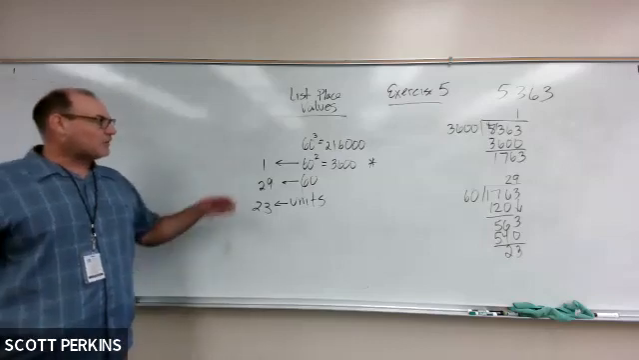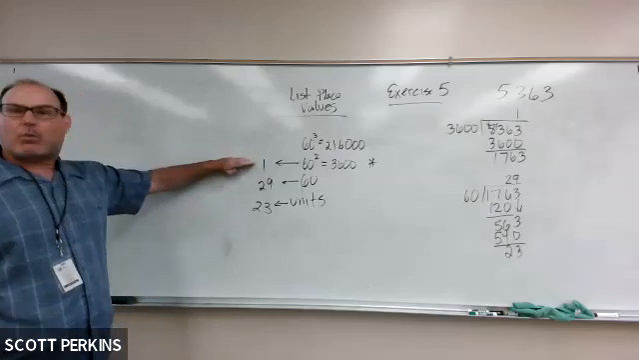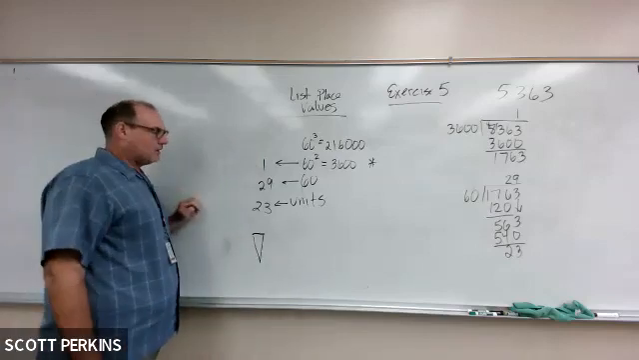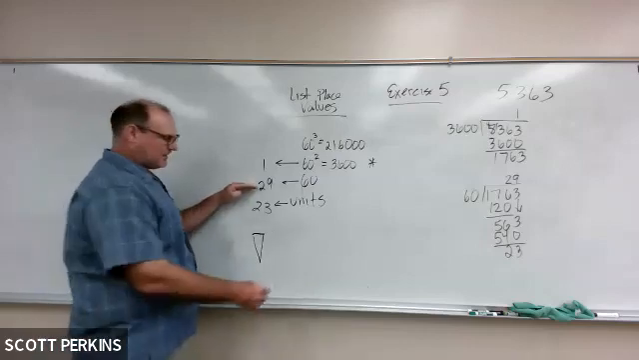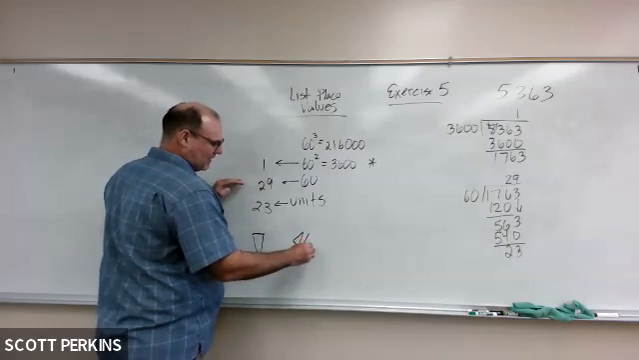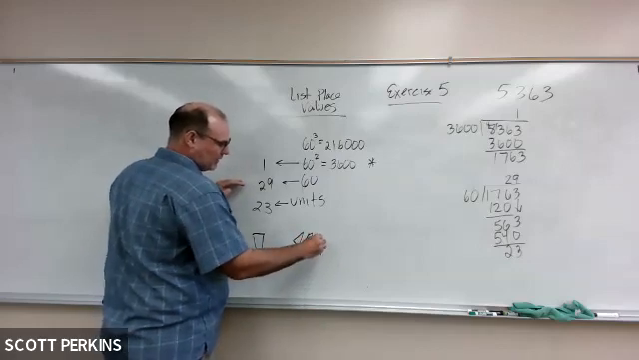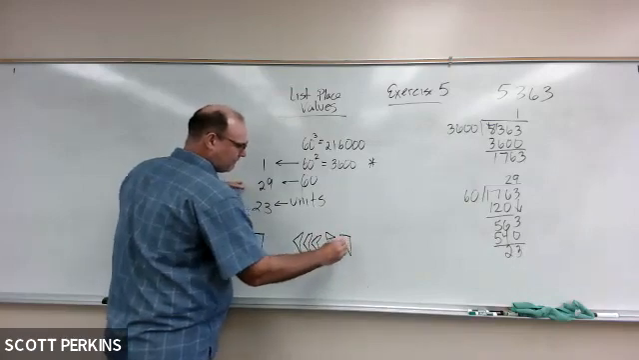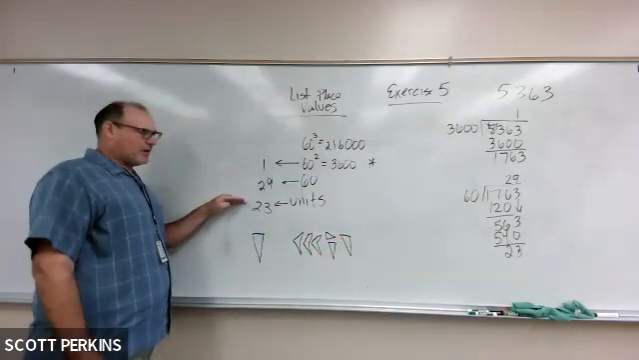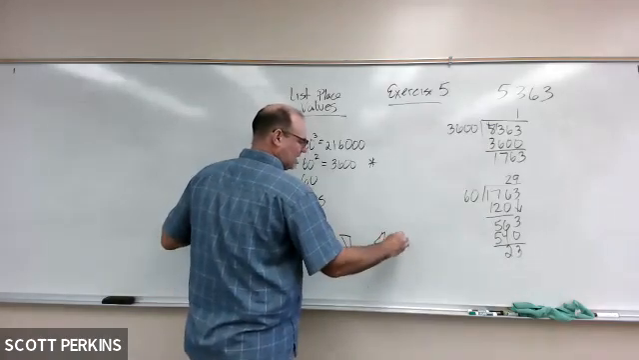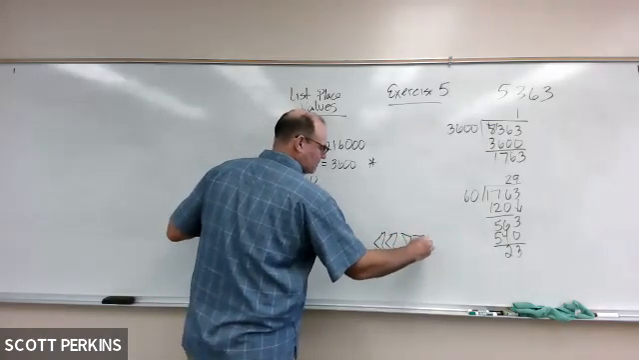So I'm just going to start with my largest. Hey, I've got one group of 60 squared. So there we go. I've got 29 groups of 60. So I'm going to write that as 10, 20, 30, minus 1. And then 23 units. So I've got 10, 20, 1, 2, 3.